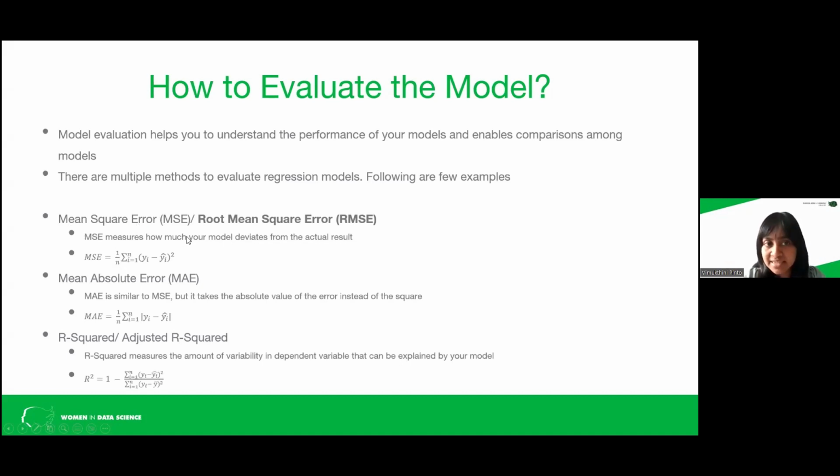So mean square error is one. Mean square error measures how much your model deviates from the actual value. It takes the difference between the actual value and the predicted value, we square it, and we take the mean. So that's what we mean by mean square error.